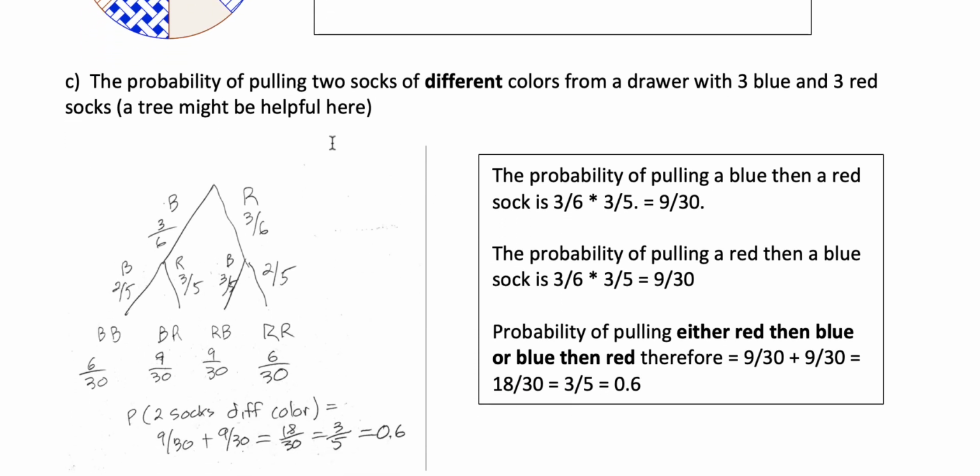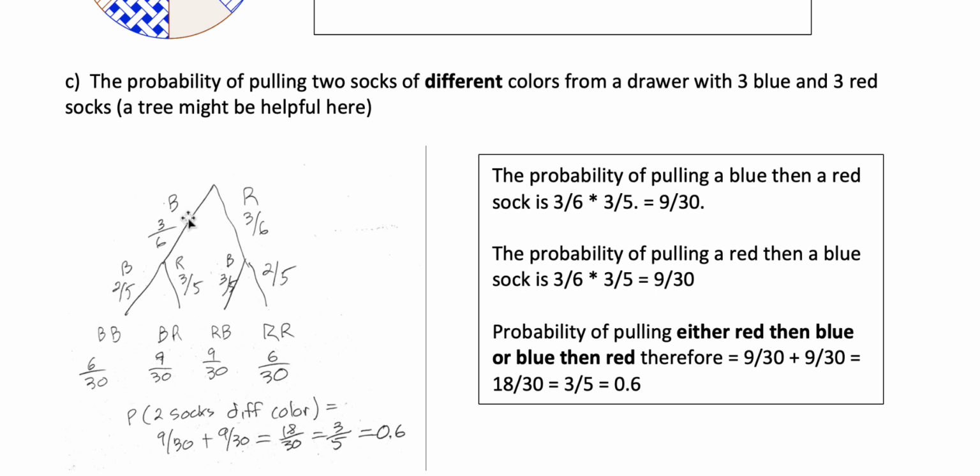Then we're asked the probability of pulling 2 socks of different colors from a drawer with 3 blue and 3 red socks. You can do this with a tree, or without a tree. I set it up with a tree here, and I said the probability of pulling a blue sock or a red sock when you pull out the first sock would be 3/6 for each. But after you've pulled out the blue sock, you would have only 2 left that are blue out of the 5 that are remaining, so the probability of pulling another blue sock would be 2 out of 5. And again, this is sampling without replacement. Once we take that first sock out, it stays out.